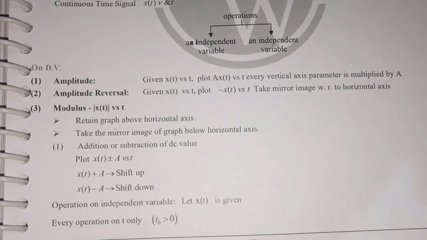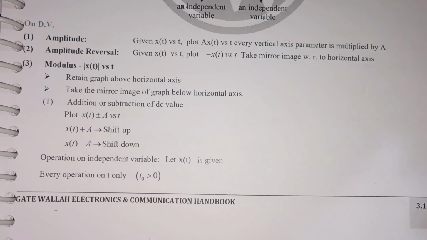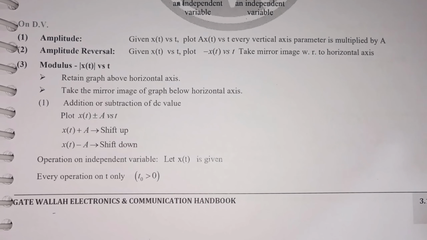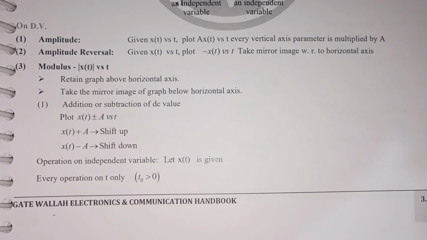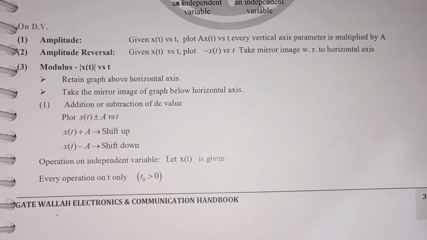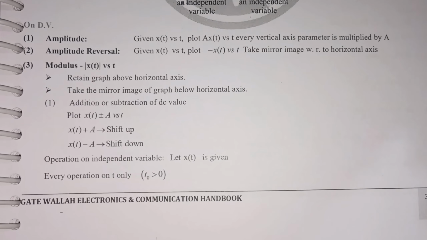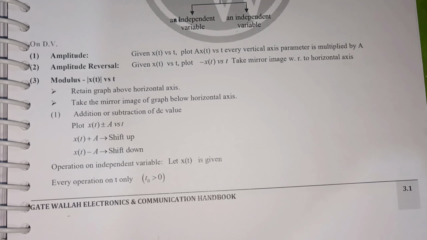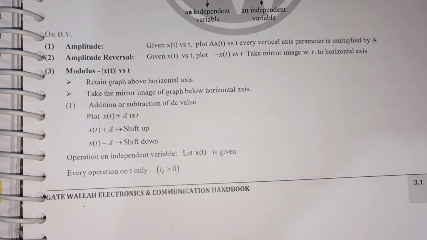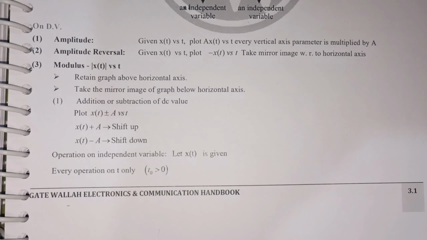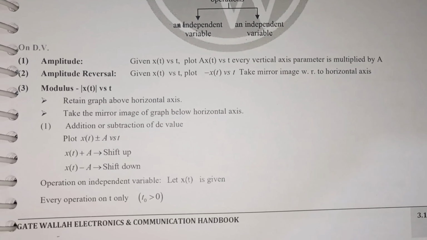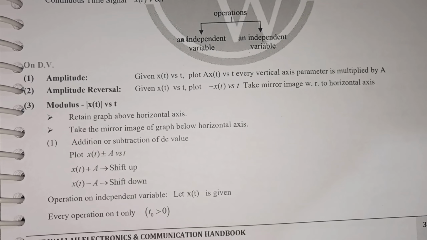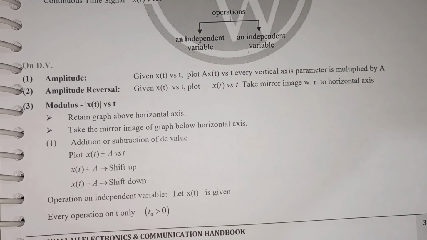On the dependent variable. So in the dependent variable, dependent is what? It is dependent on some constant or variable. It is called the dependent variable. So let's understand this. Amplitude. So here x of t means x of t is a function, x of t equal to y, which is amplitude. Amplitude is a function of t. T is time period. So plot a x of t versus t.